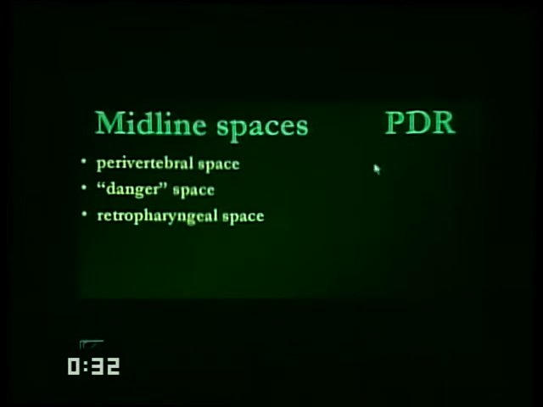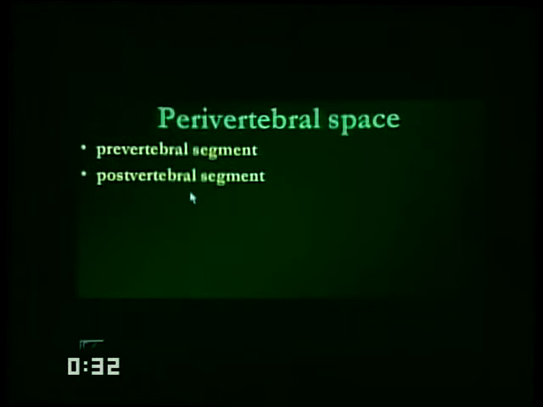Looking at the spaces in the midline, this is a useful mnemonic we use. We've got PDR, which is the perivertebral space, the retropharyngeal space, and a potential space in between those two, which you can't really see unless there is pathology within it. This is a true space because any fluid or infection in this area can dissect inferiorly all the way to the retromediastinum or the retroperitoneum. So it's very important to be aware of a potential space between these spaces.